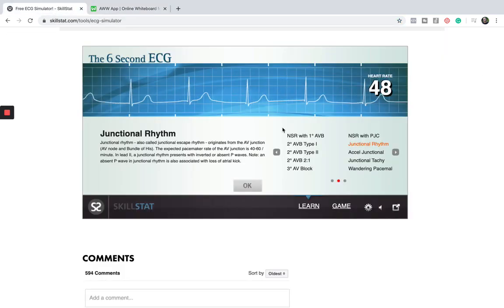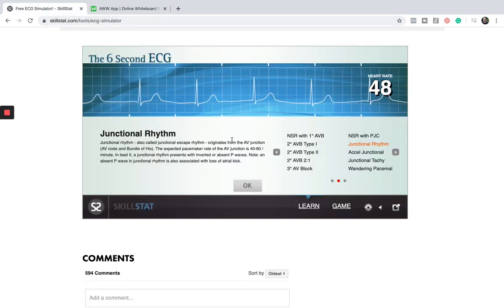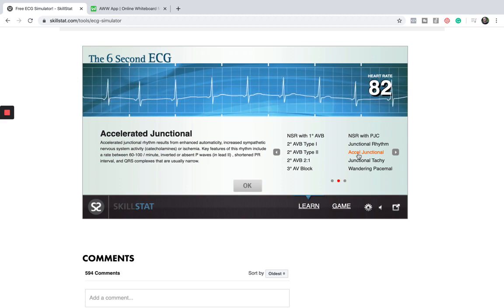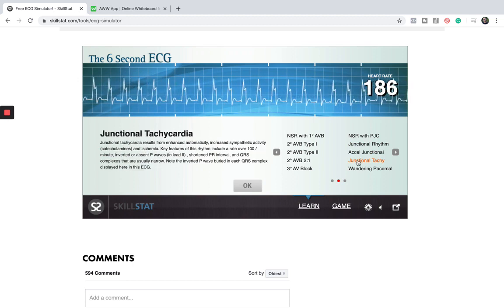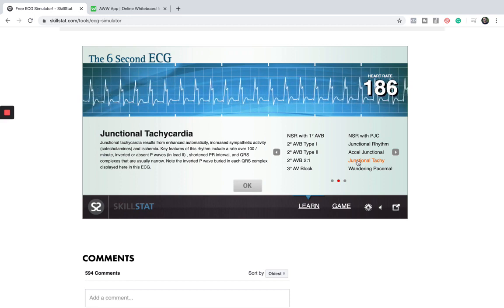Now watch. See, it's 48. Look, no P wave, but it's got QRST. There's no P wave because the SA node's not even involved in this. The SA node is falling asleep, okay? Now, when this junctional rhythm gets accelerated, they call it accelerated junctional, it now goes up to 60 to 100. When you're in a junctional tachycardia, then you end up with this, okay?